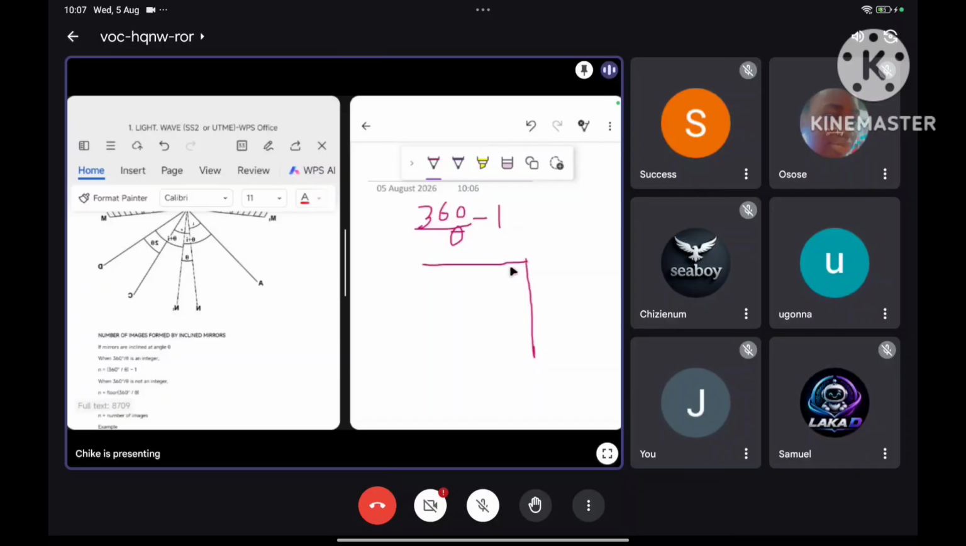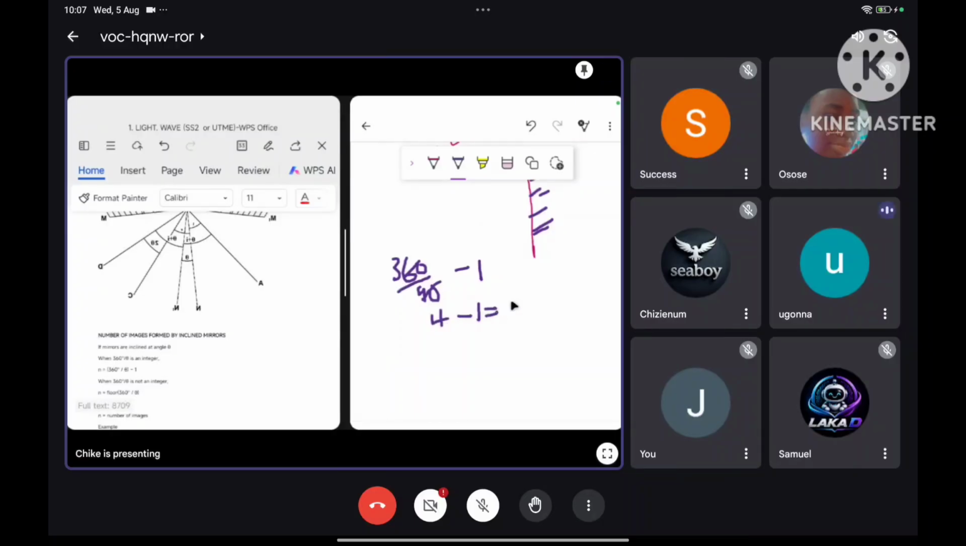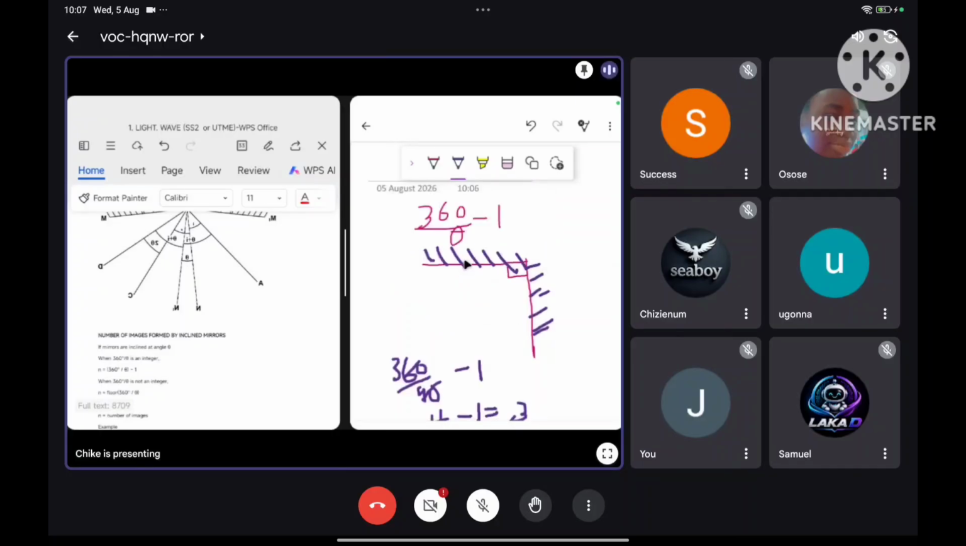What do you mean by inclined? For example, if I have one mirror here and I have another mirror here, they are inclined to each other at 90 degrees. But I have to indicate that they are mirrors by indicating their coating. So let me indicate their coating. Since these 2 mirrors are inclined at 90 degrees, the angle between them is 90. So we have 360 over 90, minus 1. That's what will give me the number of images that will be formed. 360 over 90 is 4. 4 minus 1 is 3.